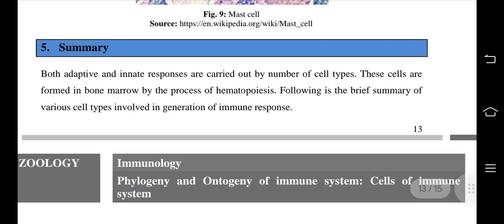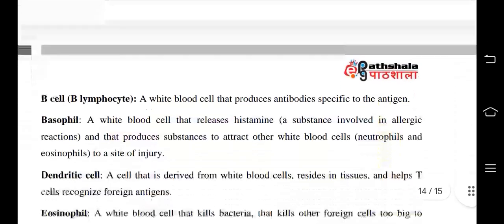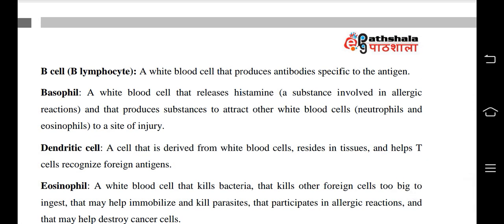Both adaptive and innate responses are carried out by a number of cell types. These cells are formed in bone marrow by the process of hematopoiesis. Following is a brief summary of various cell types involved in generation of immune response. B cell, B lymphocyte: a white blood cell that produces antibodies specific to the antigen. Basophil: a white blood cell that releases histamine, a substance involved in allergic reactions, and that produces substances to attract other white blood cells, neutrophils and eosinophils, to a site of injury.